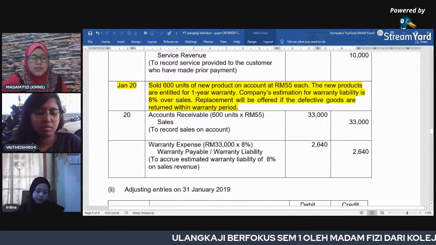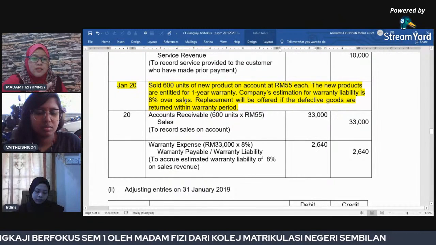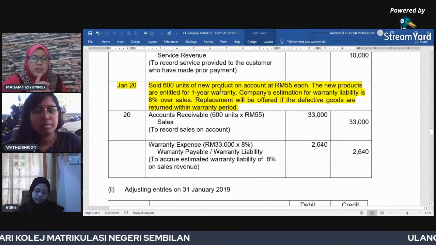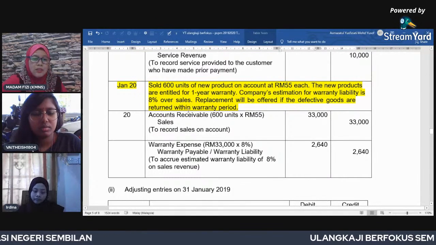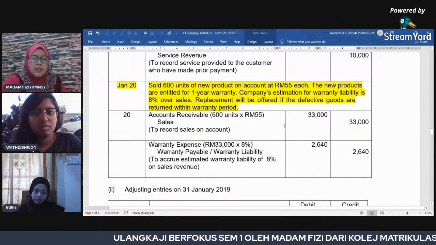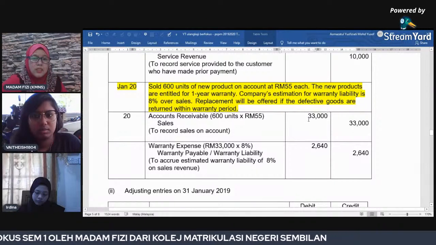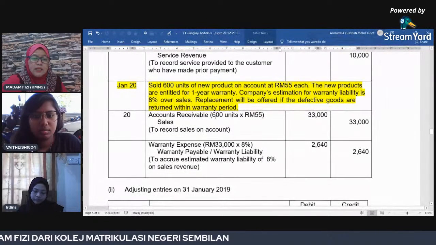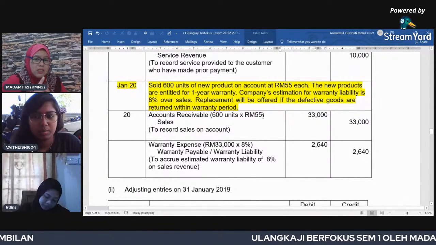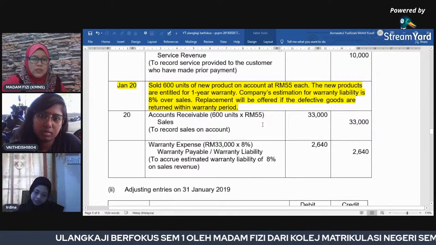Okay, now what are the journal entries? First of all, you have to record sales on account. That is the credit sales. So, debit accounts receivable 33,000 and credit sales 33,000. How did you get the 33,000? By multiplying 600 units with RM55 each. So the credit sales is 33,000.